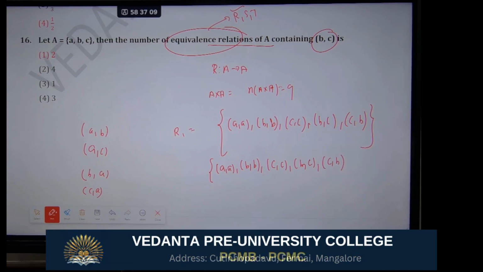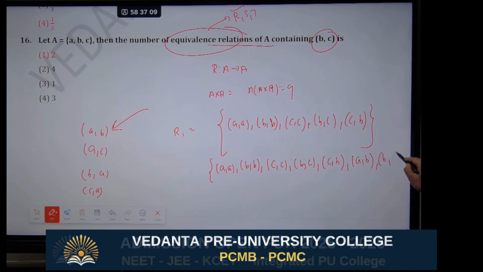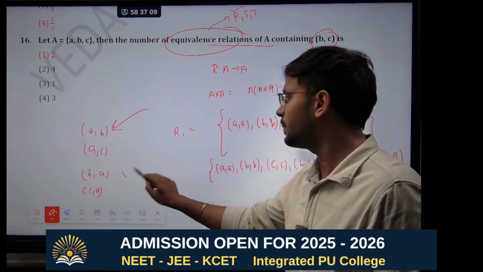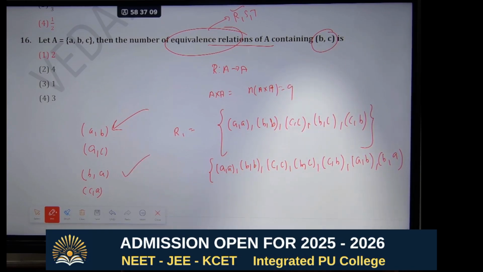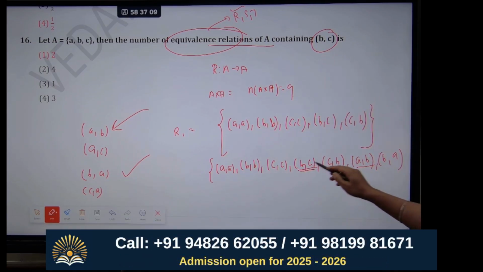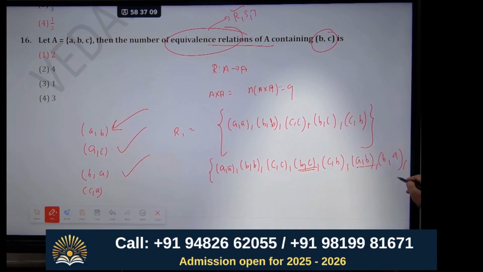Now let's introduce AB. If I'm substituting AB, how many elements are needed? If I'm going to substitute AB, I know that BA must be there because I want symmetric. Yes or no? So BA got included. Now if you notice here, AB and BC, and to become transitive, AC should also be there. So AC will also come.